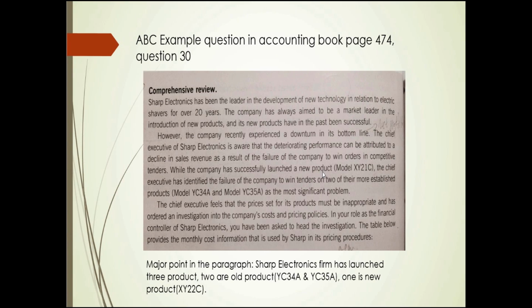So now I will use an example to show how to use the ABC costing system to solve questions. For example, the accounting book, page 474, question 30. This picture introduces the Sharp Electronics firm, and one major point in the paragraph is that the firm has launched 3 products. 2 are old products, the YC34A and YC35A, and 1 is the new product, the XY22C.